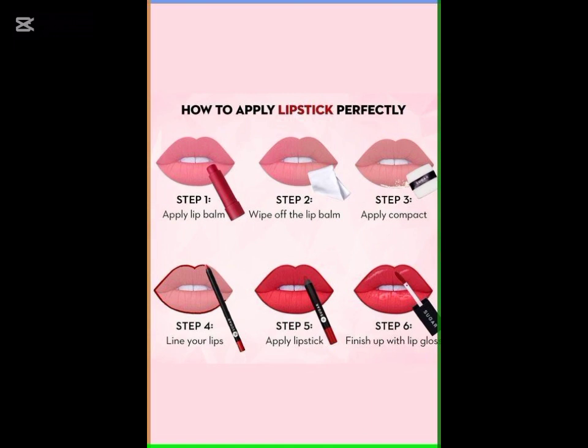And the fifth step of your makeup, how to apply lipstick perfectly. This is the most important part of your makeup. The first step is apply lip balm, and the second step, wipe off the lip balm. The third step is apply compact, and the fourth step is line your lips. Apply the lip liner, and the fifth step is apply lipstick. You can apply lipstick on your lips, and the sixth step is finish up with lip gloss. Lipstick is the most important part of your makeup. If you don't apply the lipstick, your makeup is incomplete.